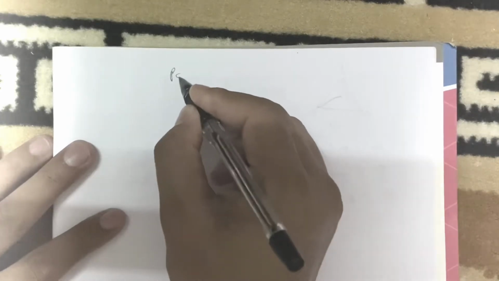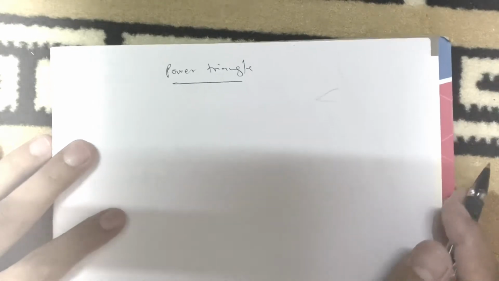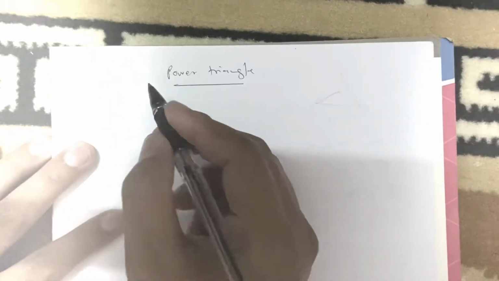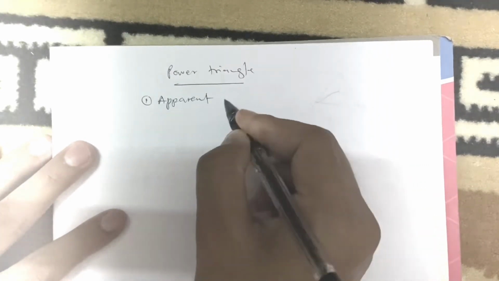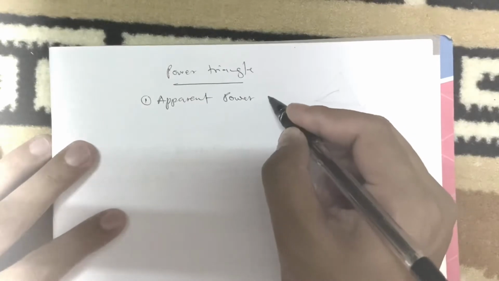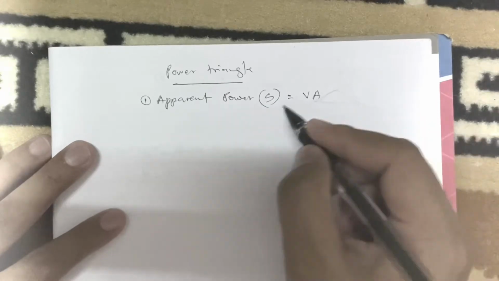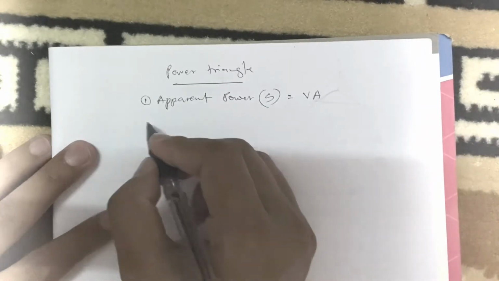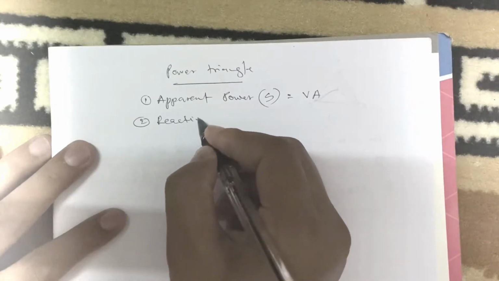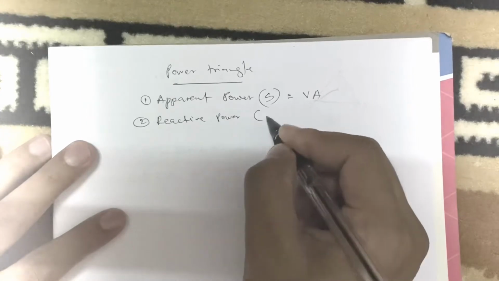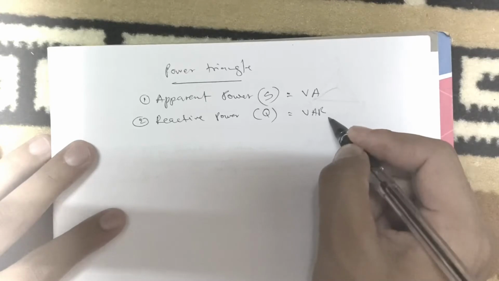Okay, let's write here. We're going to discuss the power triangle. The power triangle is the geometrical representation of the apparent power, which is given by S, and the unit for this one is the volt ampere, or it is simply the multiplication of the voltage and the current. And second one is the reactive power, which is represented by Q, and the unit is volt ampere reactive.